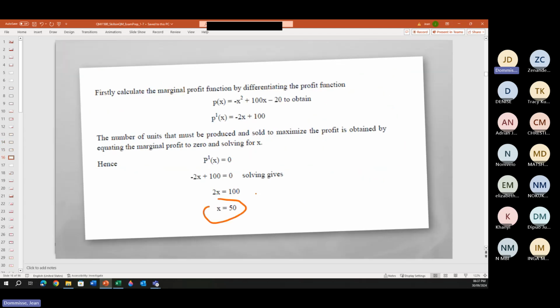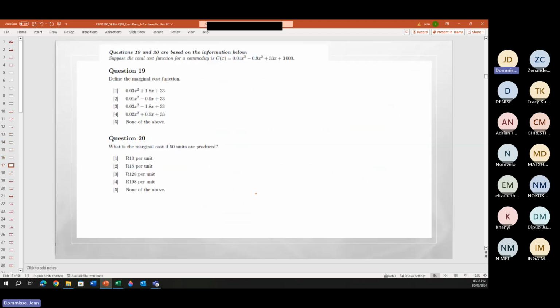Okay, but they can also ask that same work that we've now done in this way. They can ask it like this, where they say, okay, so suppose the total cost function is this. Define the marginal cost function. Okay, so then we know how to get the marginal cost. Great, we need to say the total cost function differentiated.